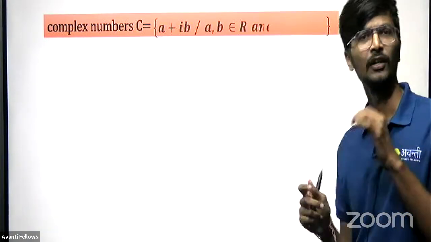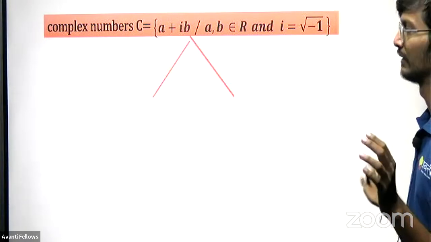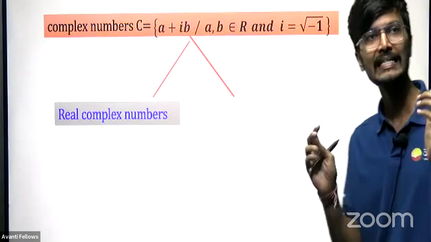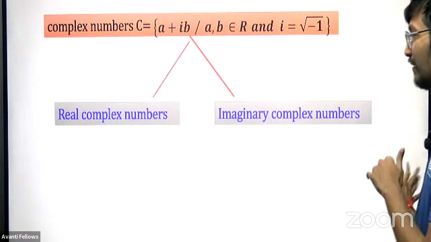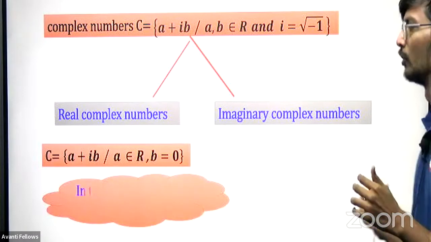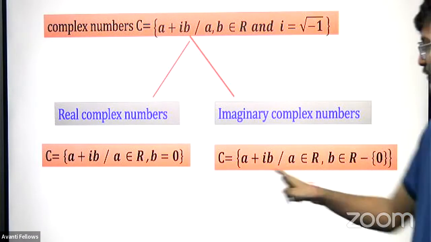So as we see, there are two types of complex numbers. First is only real numbers. That means the imaginary part will be 0. And the second is imaginary number. That means the real part will be 0. So this is what we are going to say: a plus ib is imaginary, that means a is 0.